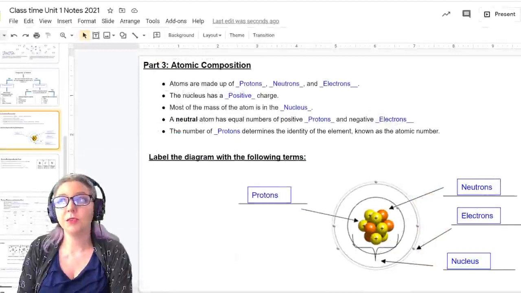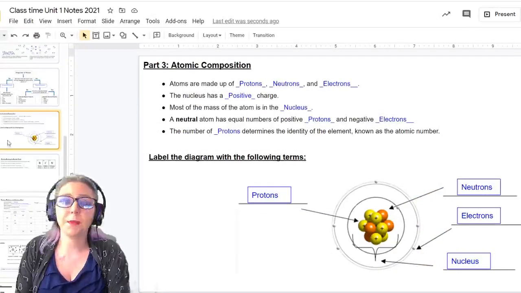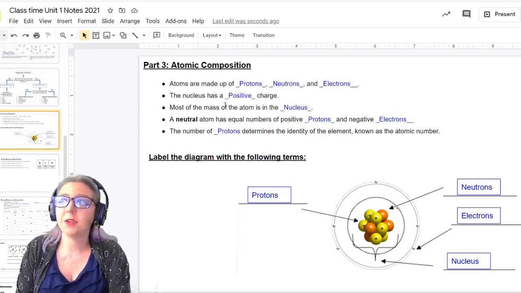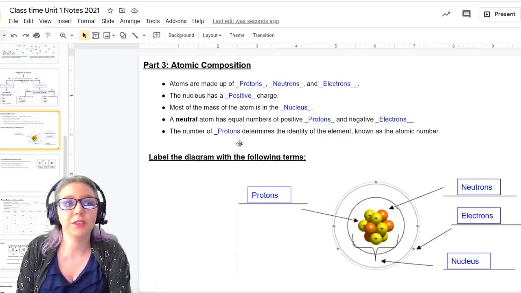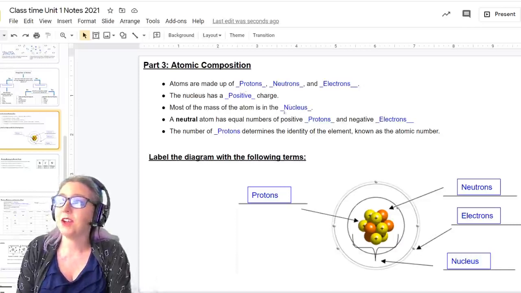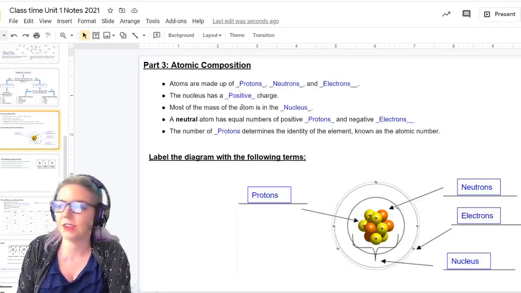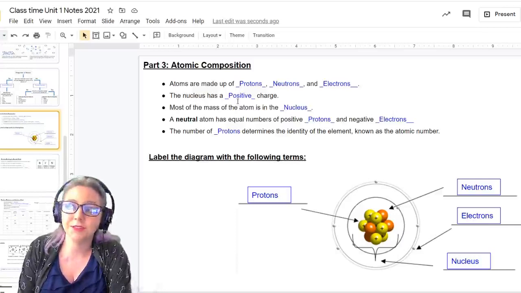But we started with our original class Unit 1 notes. So we started with slide number 7, atomic composition. This just kind of summarized what the POGL went through and what the electronic Gizmo went through. So atoms are made up of protons, neutrons, and electrons. My nucleus has a positive charge because it has those positive protons and the neutral neutrons. So since it's a bunch of positive charges and nothing negative, the overall nucleus is positive.